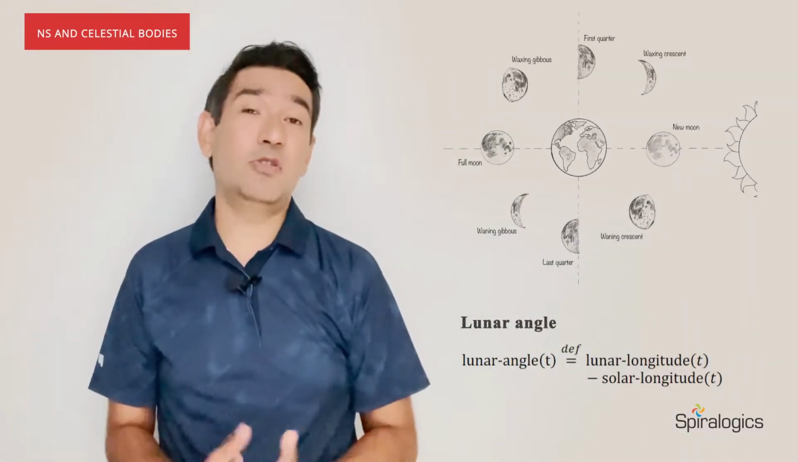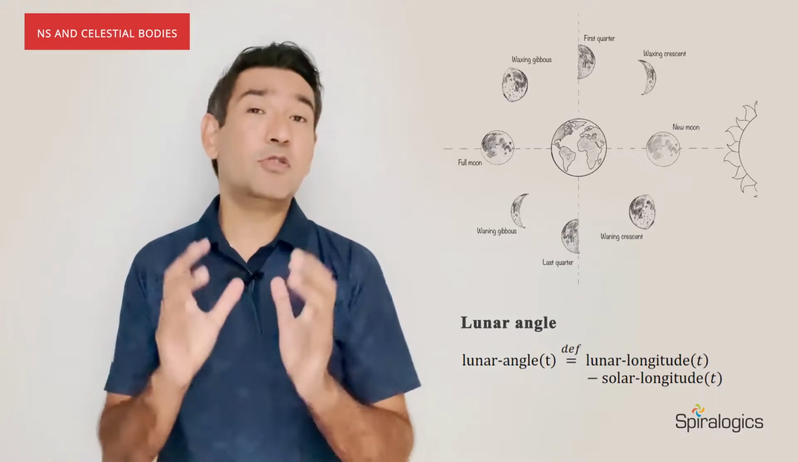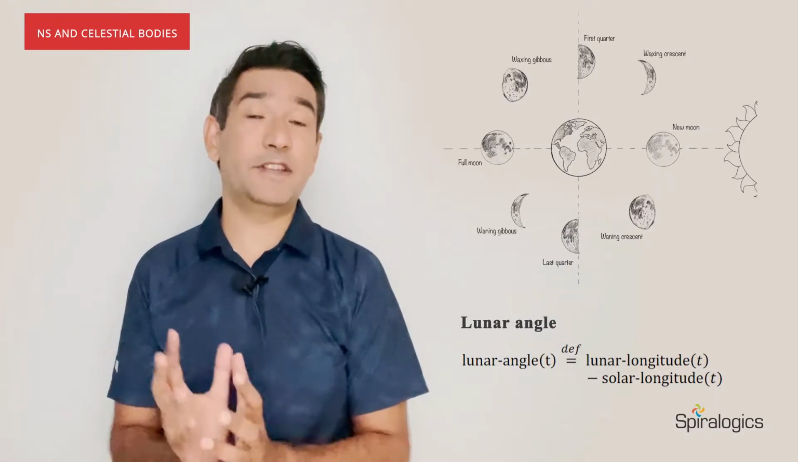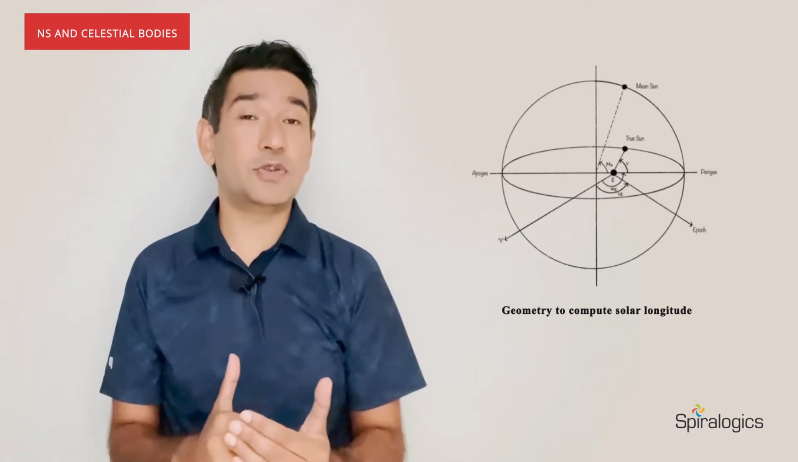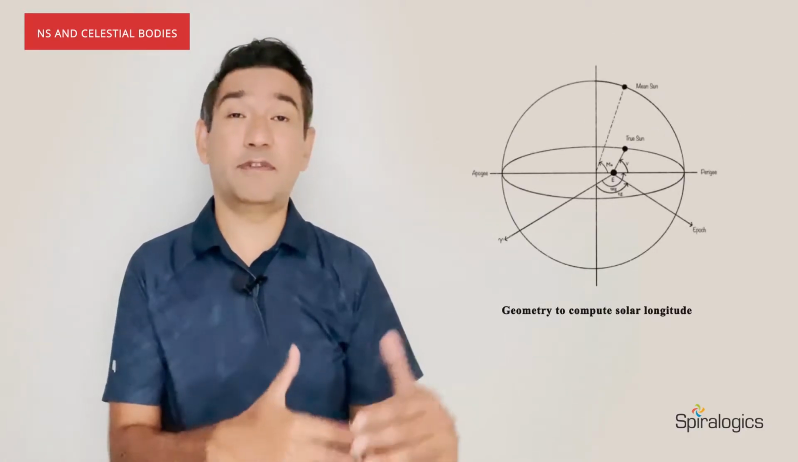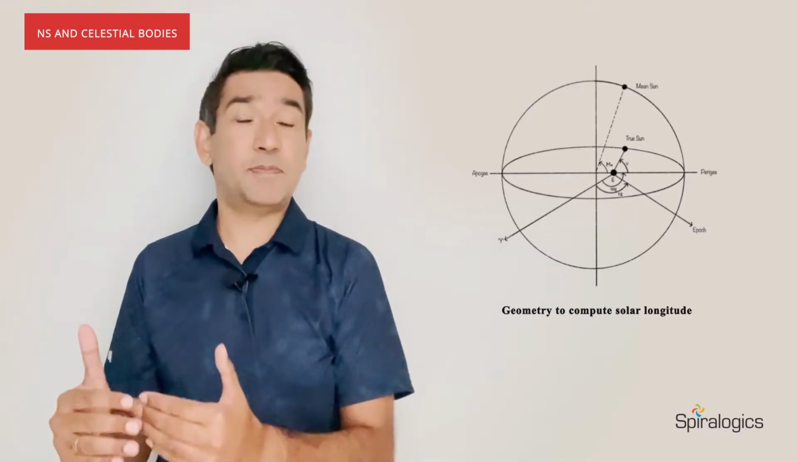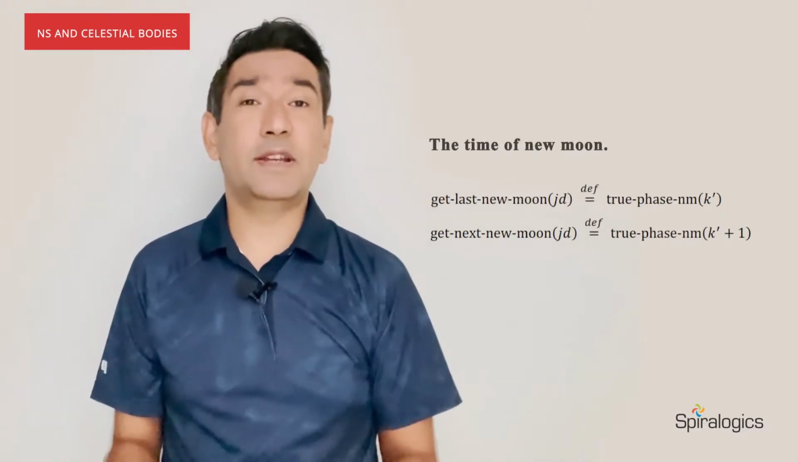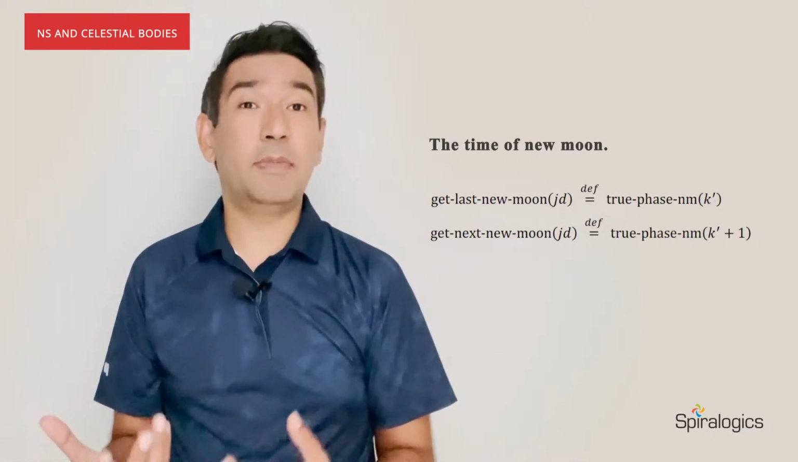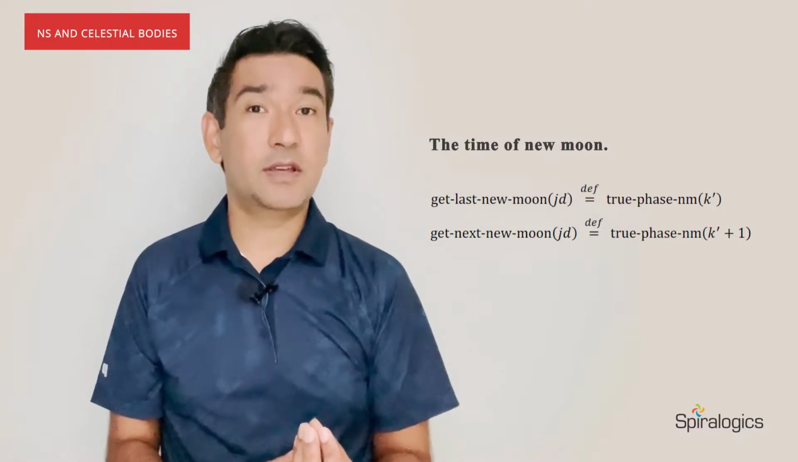Now let's talk about the lunar phase angle. The lunar phase can be computed by taking the difference between the lunar and the solar longitudes. The lunar and the solar longitudes are basically the relative positions of the moon and the sun from the perspective of an observer on Earth. So on the new moon, they are equal, making their difference 0.